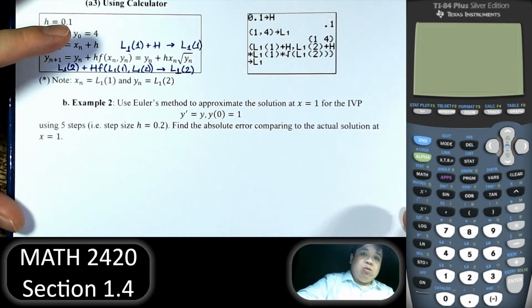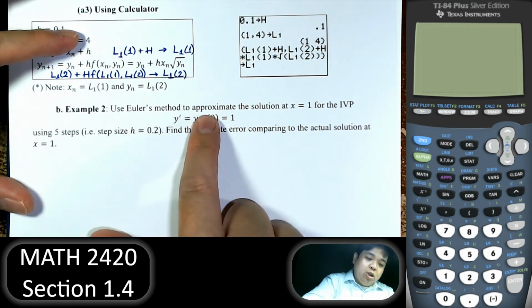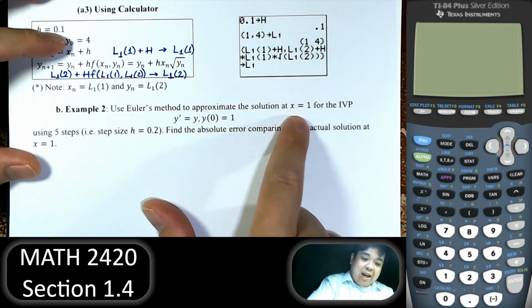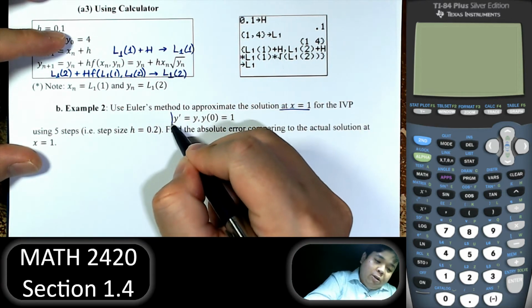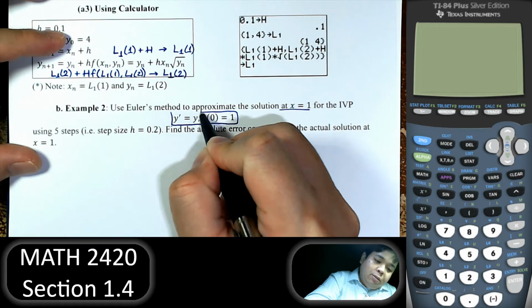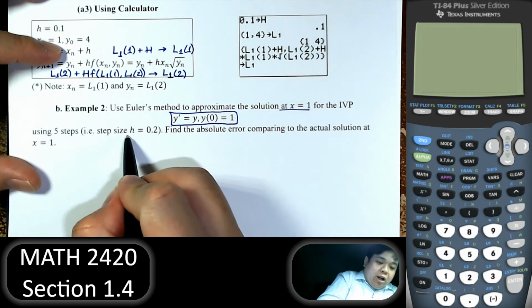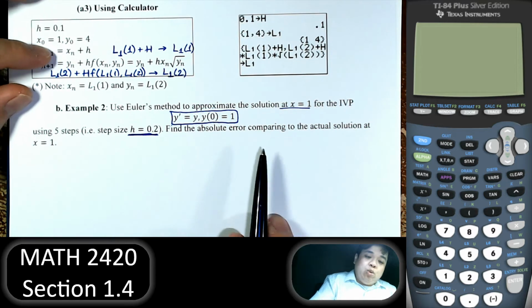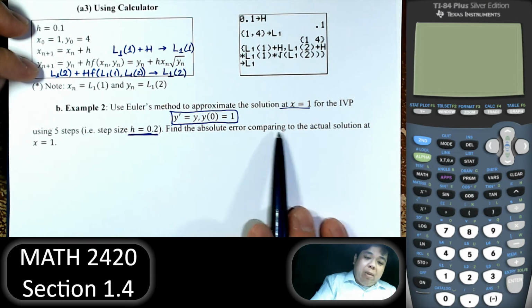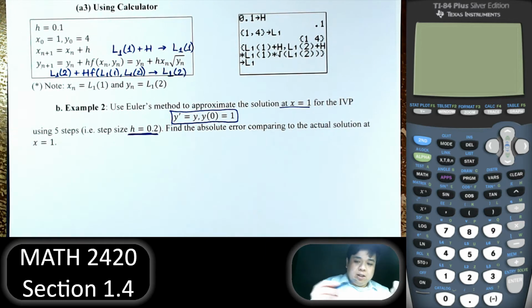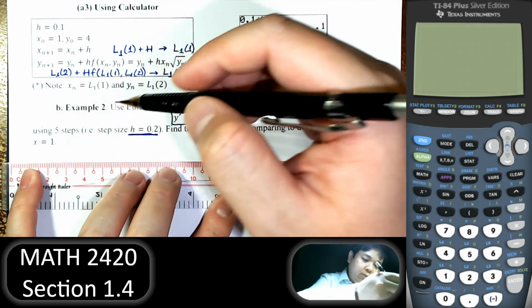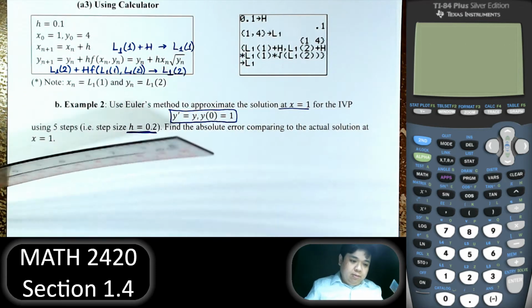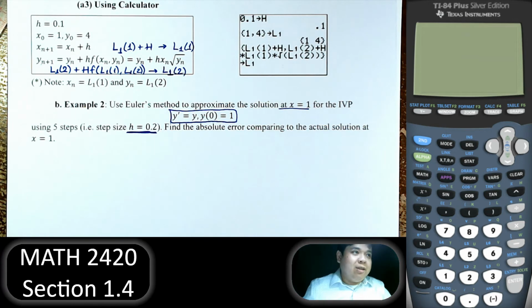Right, next let's try to do a few more of this. Use the Euler method to approximate the solution at x equal to 1 for the initial value problem. So we have this problem. Using the step size h equal to 0.2. And in this case we find the absolute error compared to the actual solution at x equal to 1. Right, so let's just make a table first.